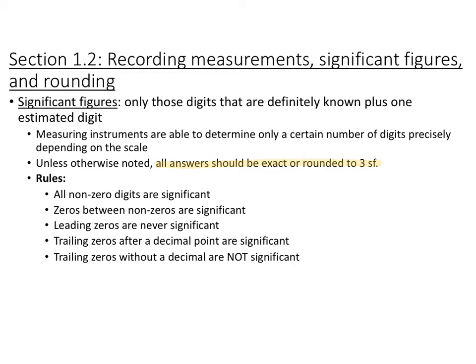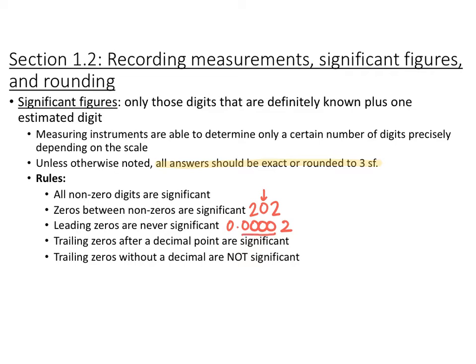So for the rules for significant figures, first one, anything that is not a 0 is considered significant. Zeros that are in between non-zeros are considered significant. So for example, if you have 202, then the 0 that is in between is significant. Leading zeros are never significant. So if you have something like this, then all of these zeros here are not significant.